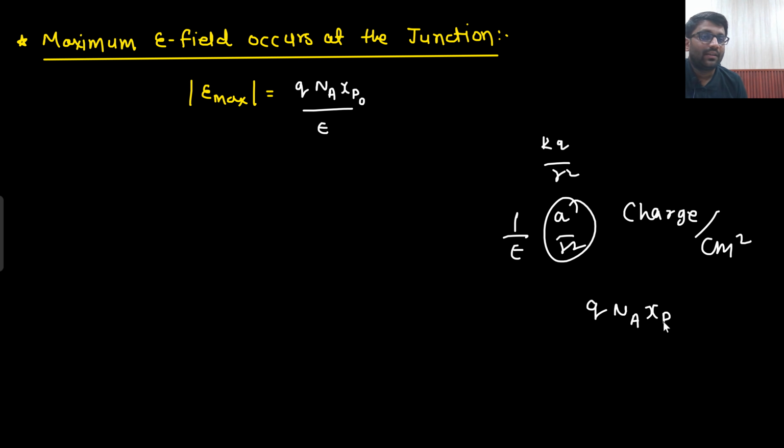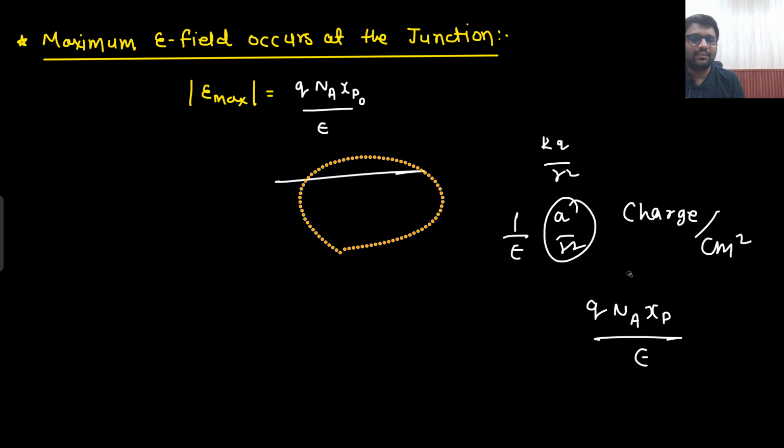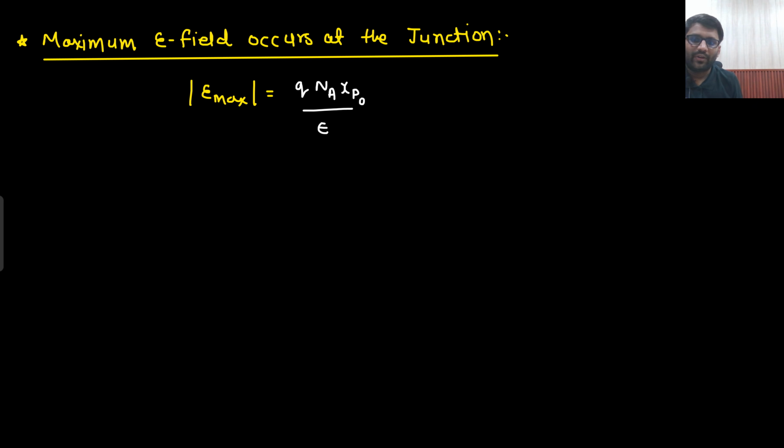Charge per area square. Sorry, not area square. Charge per area I will be getting. That means charge per centimeter square I am getting, divided by epsilon. So Q into Na, xp naught divided by epsilon. That's it. And that would be equivalent to Q and D, xn naught divided by epsilon.